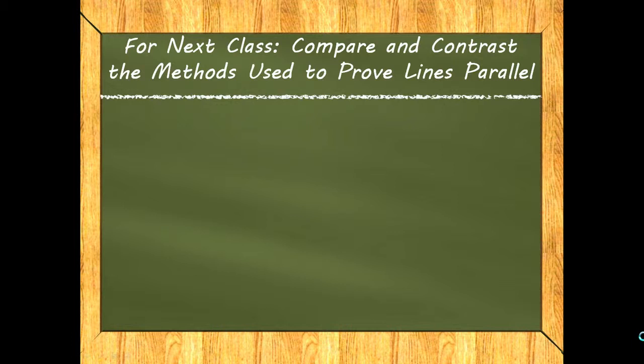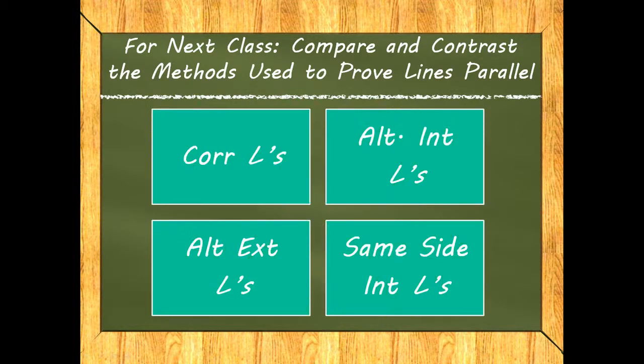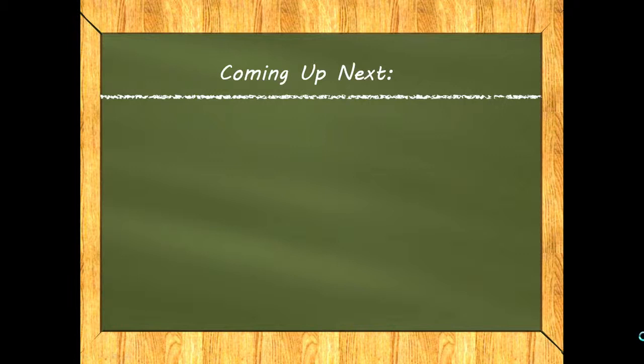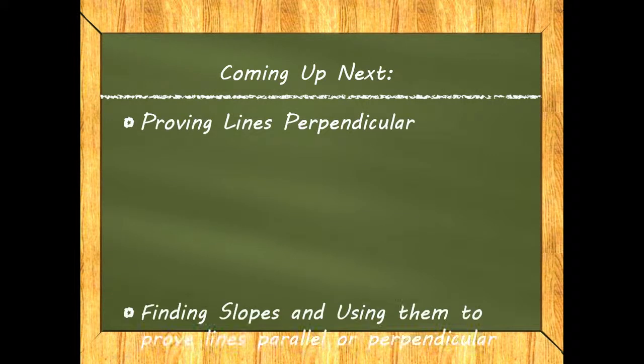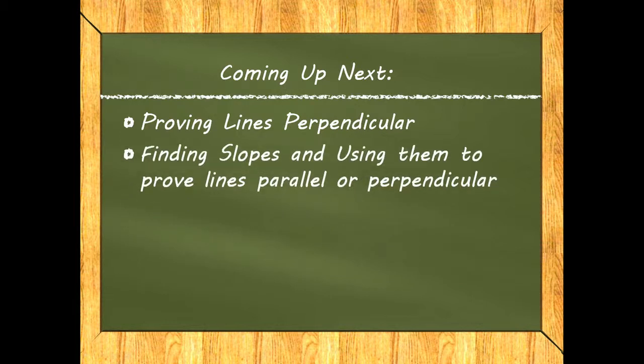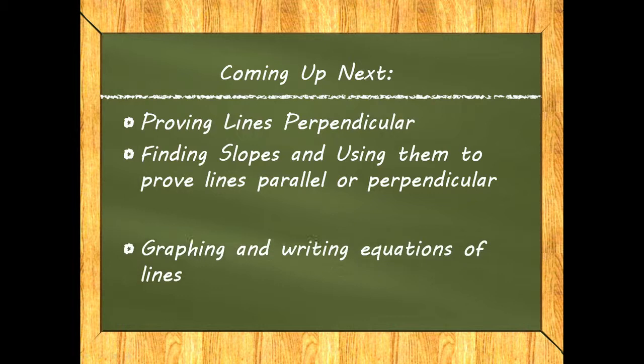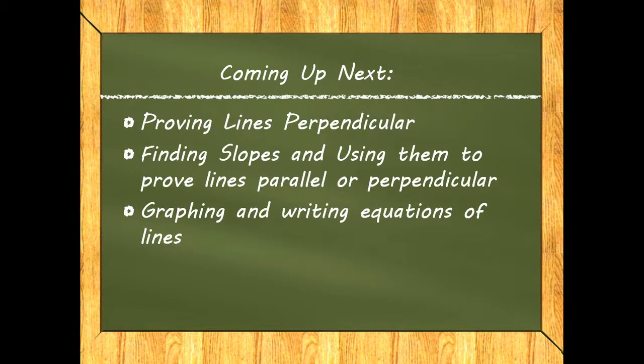For the next class, compare and contrast the methods used to prove lines parallel: the corresponding angles, the alternate interior angles, the alternate exterior angles, and the same side interior angles. Coming up next, we will have proving lines perpendicular, finding slopes and using them to prove lines parallel or perpendicular, and graphing and writing equations of lines.